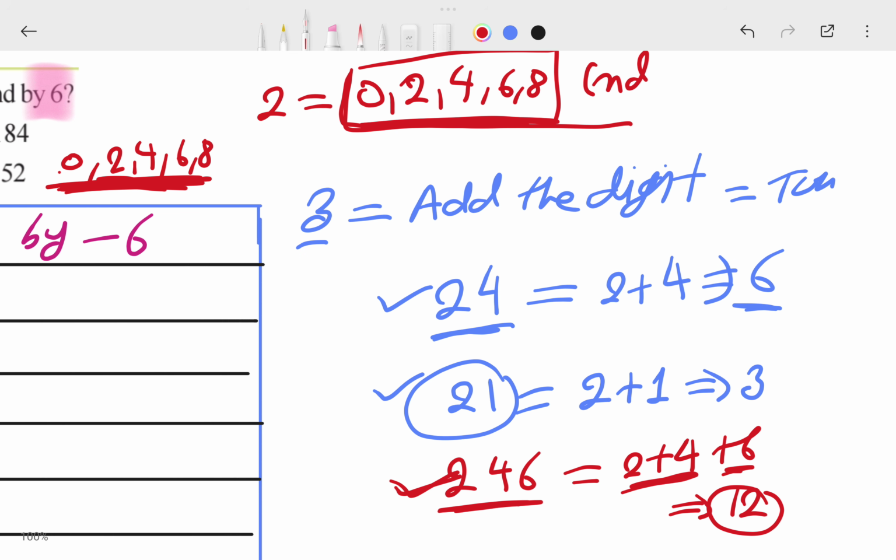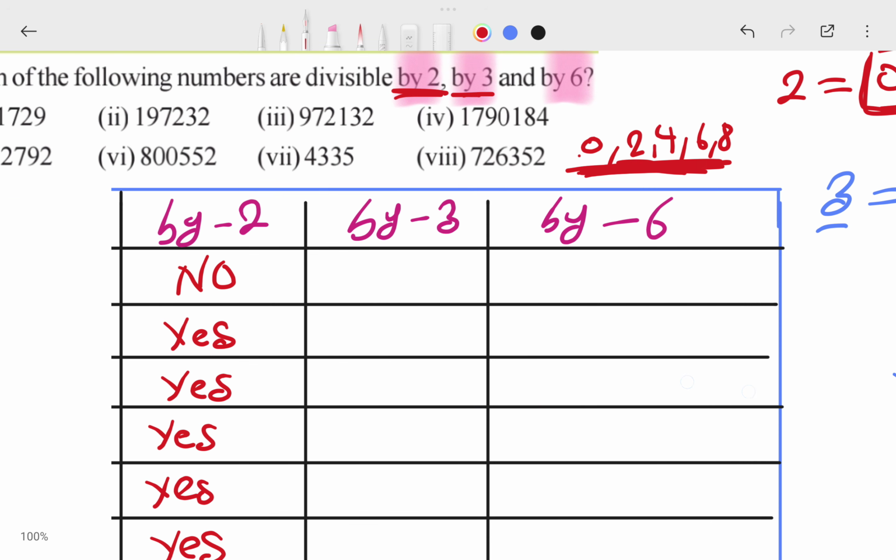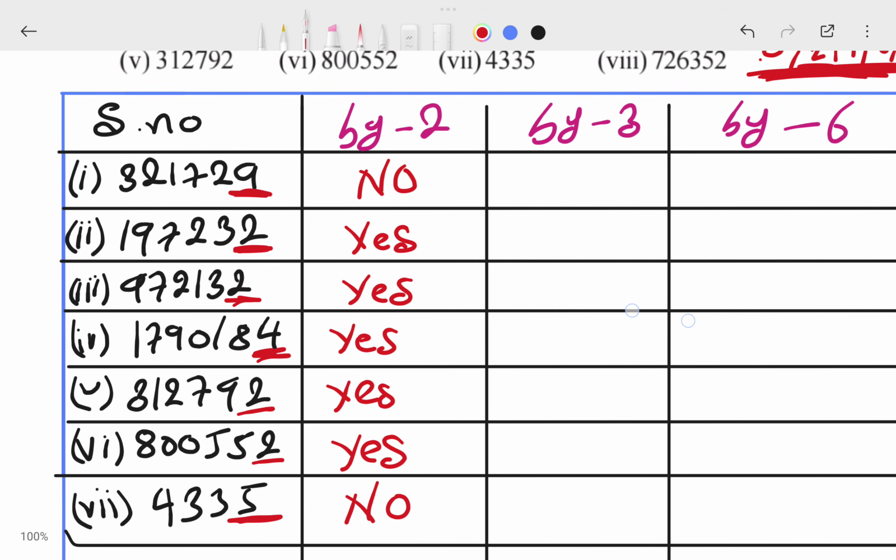Okay, so how can you find whether any number is divisible by 3 or not? Simple, just add the digits, and after adding the digits, just see whether that answer is in the 3 table or not. If it is in the 3 table, then that number is divisible by 3. Okay, so let's do that one again.